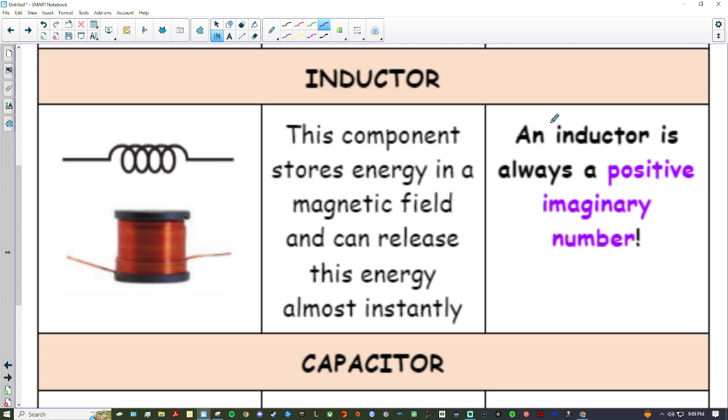An inductor is always a positive imaginary number. So when you see this symbol for the inductor and you see a number with the ohms next to it, you know that it represents a positive imaginary number. So something like 1I, or 4I, or 0.5I. These are all imaginary numbers because they have that imaginary unit I, and they are all positive numbers.